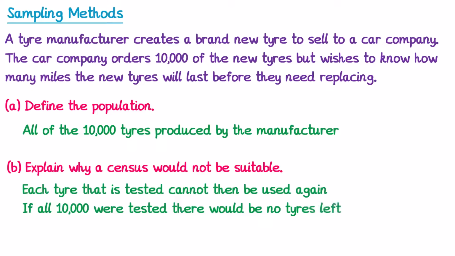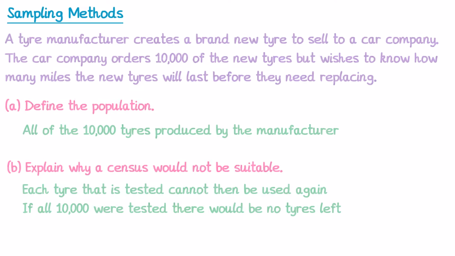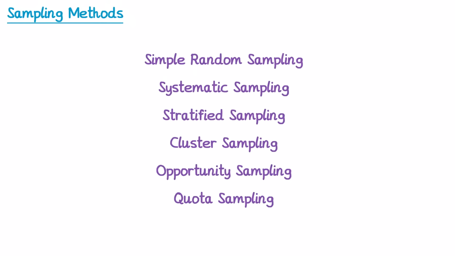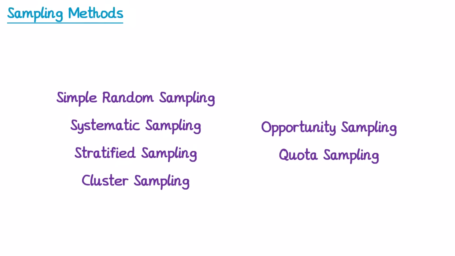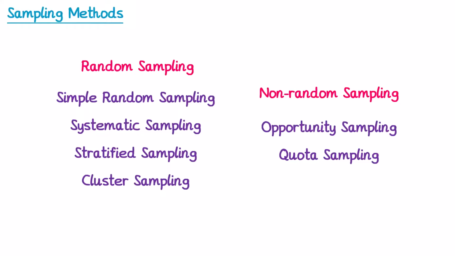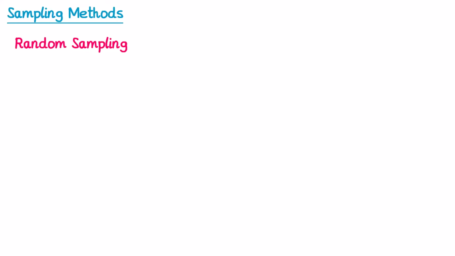If all 10,000 tyres were tested, there'd be no tyres left. Next, we're going to look at the different ways of sampling. There are 6 methods we're going to cover in this video, and we can split them into 2 categories, which are random sampling and non-random sampling. We'll start with random sampling.